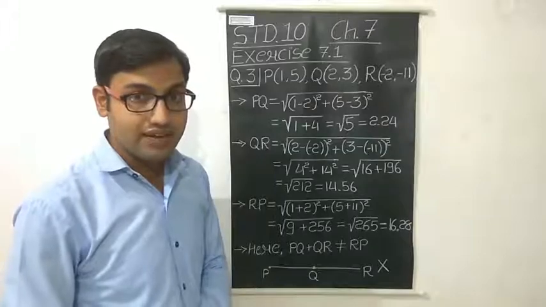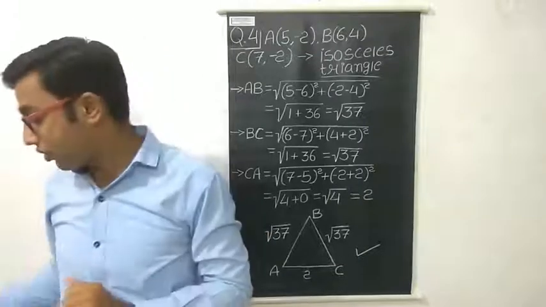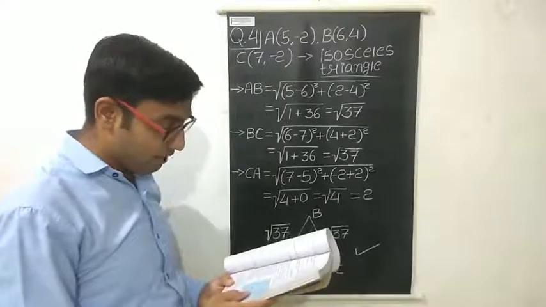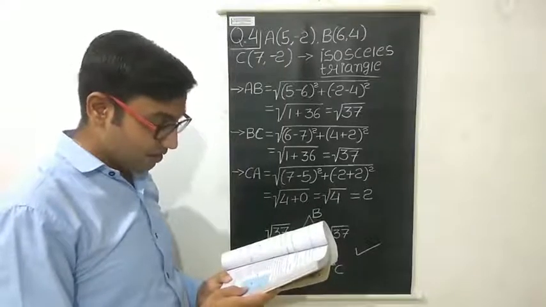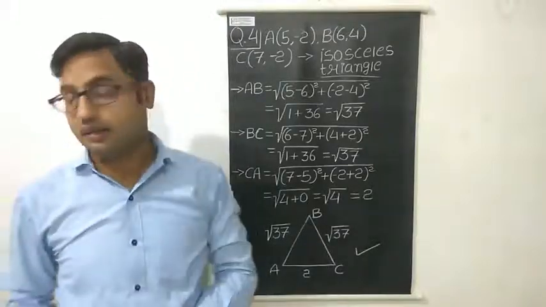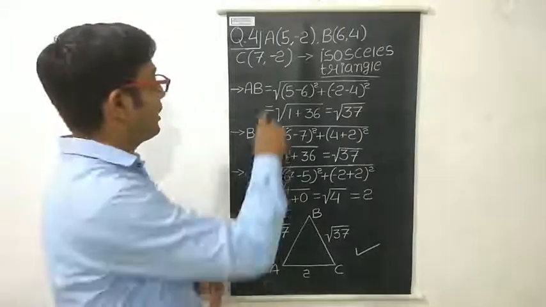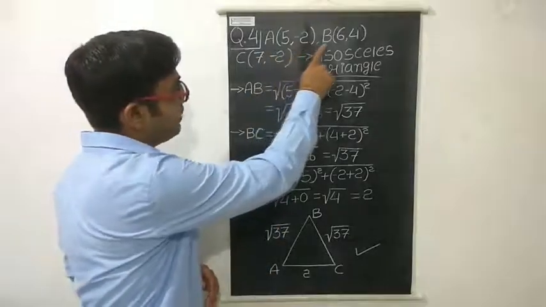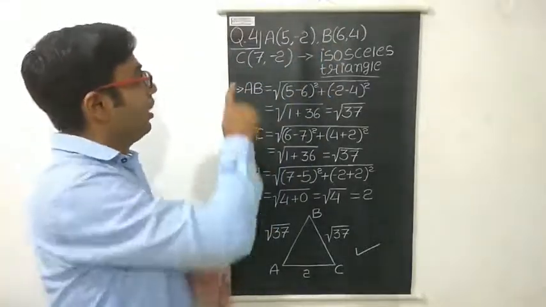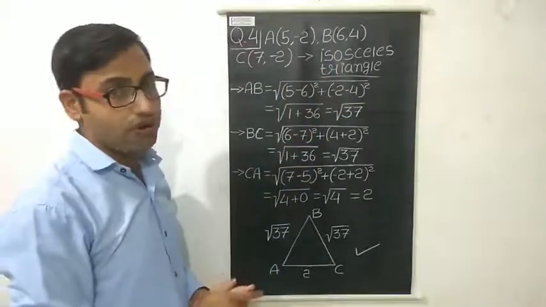Okay? Understand? Let us now study question number 4. And what is the question? Question here is, check whether (5, -2), (6, 4), (7, -2) are the vertices of an isosceles triangle. So here also we have the 3 points. Let us give them names. Point A has coordinates (5, -2), B has coordinates (6, 4), and C has coordinates (7, -2). What we have to check? Whether all the 3 points form an isosceles triangle or not. That we have to find out.